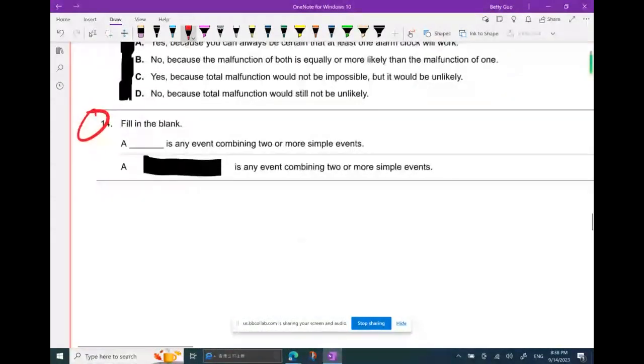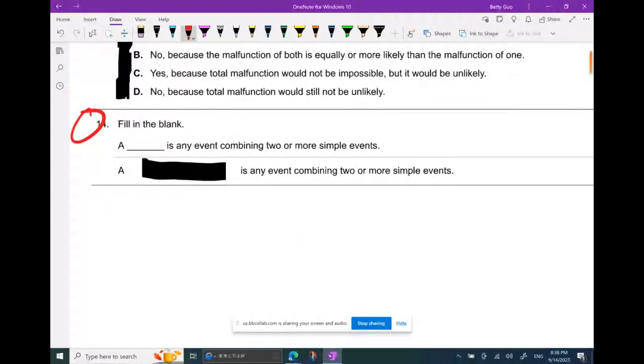Let's look at this question. What is any event combining 2 or more simple events? Okay, that's a simple concept. Compound event. All right, compound event is actually not very accurate, by the way. We should remove.